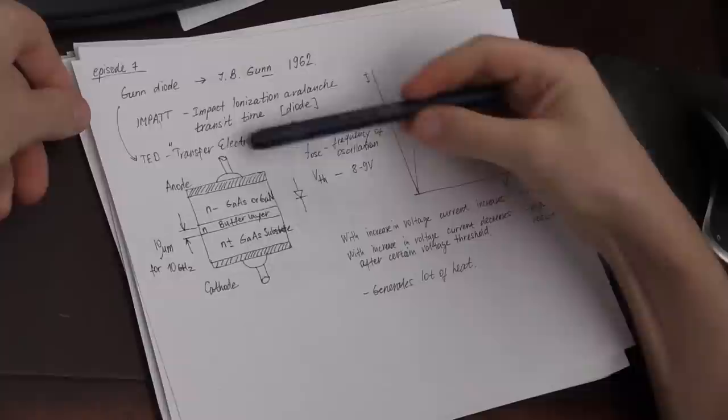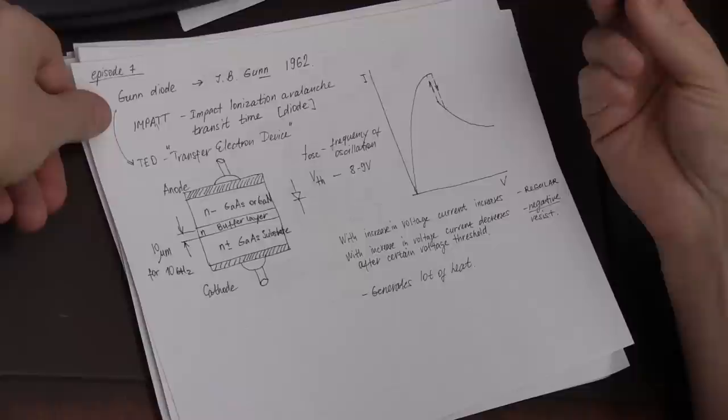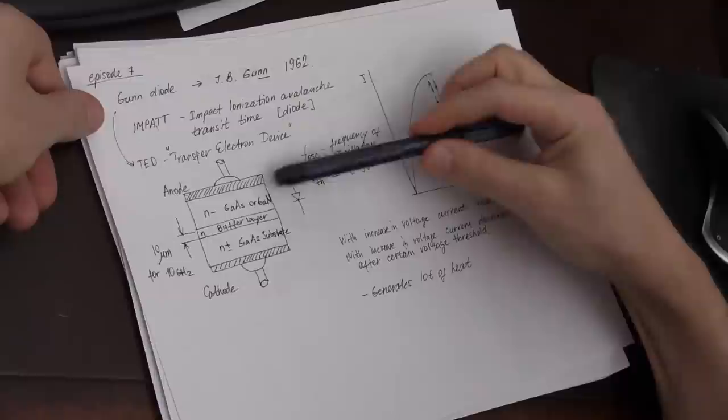There is no PN junction in a Gunn diode, and it's usually made from materials such as gallium arsenide or gallium nitride. Those are semiconductor materials, and it has a structure which I illustrated here.